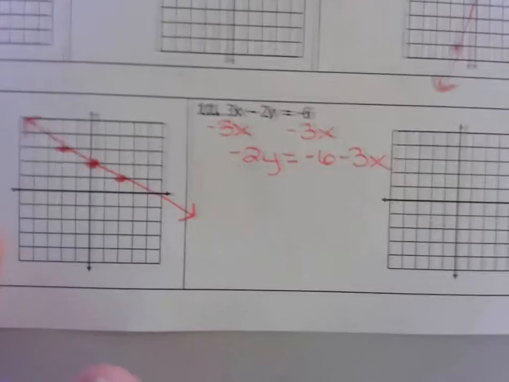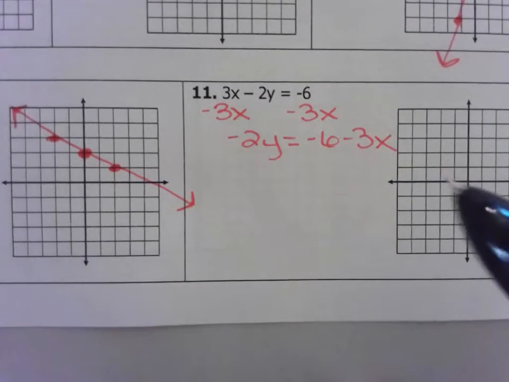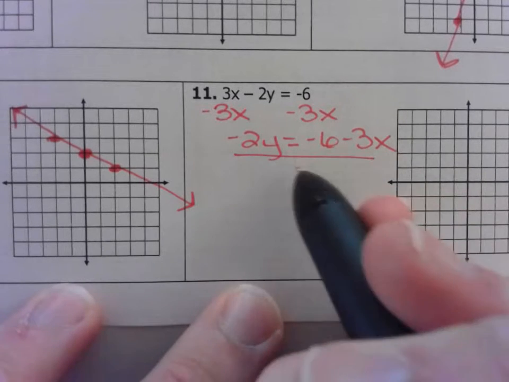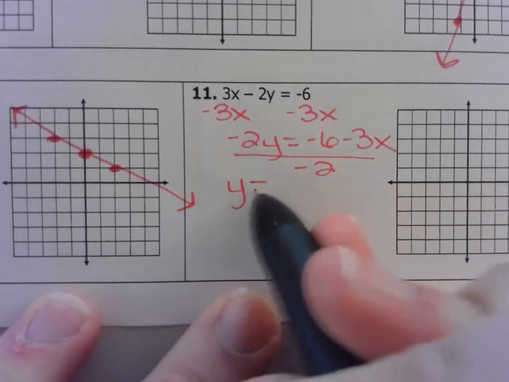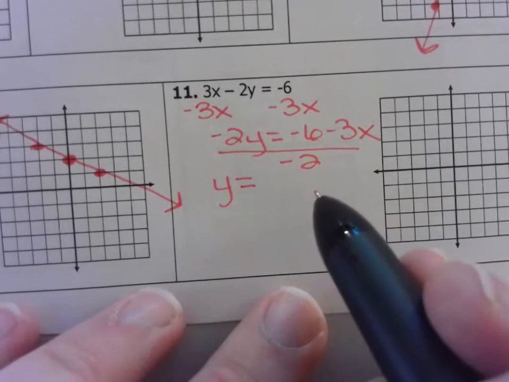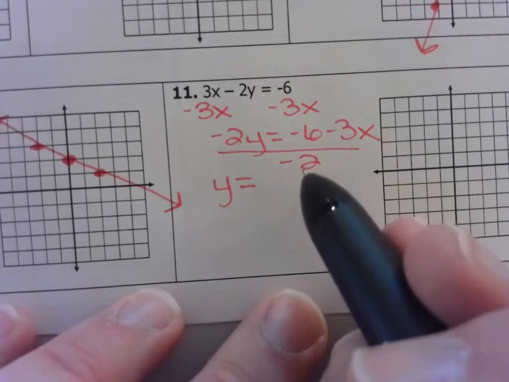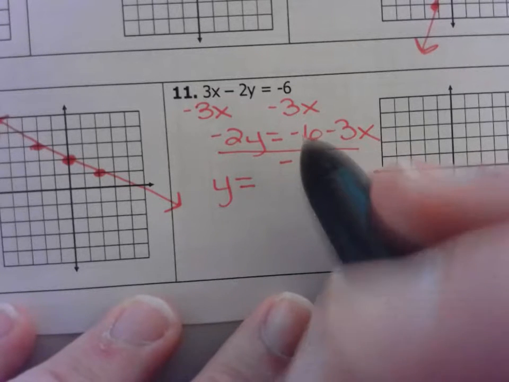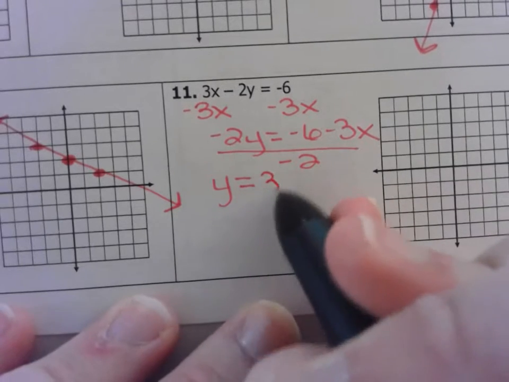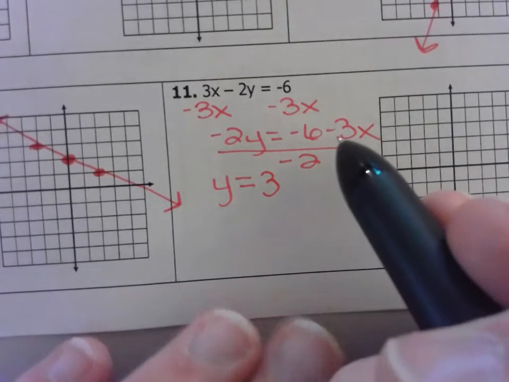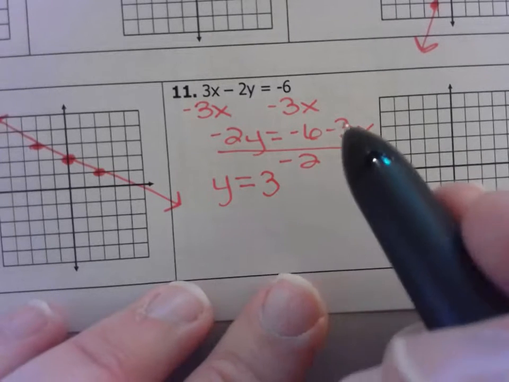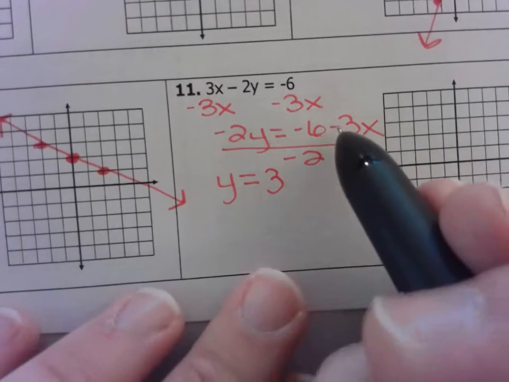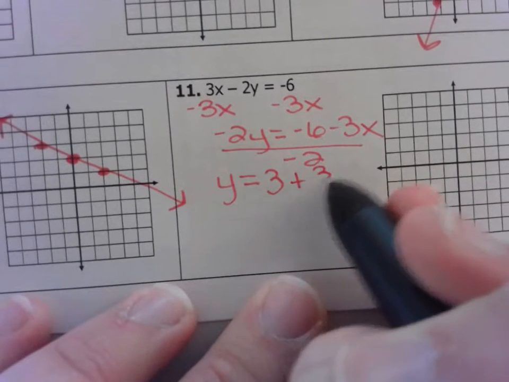Just write it down. You guys can all do this. Is y by itself? No. So I need to divide by negative 2. So y equals, the left side will cancel. If I divide by negative 2, go through. Negative 6 divided by negative 2. Well, what's negative 6 divided by negative 2? 3. Positive 3, because they're both negative. And then negative 3 divided by negative 2. Can I divide it out? No. So leave it a fraction, and it's what? Positive, because it's a negative over a negative. So positive 3 over 2x.